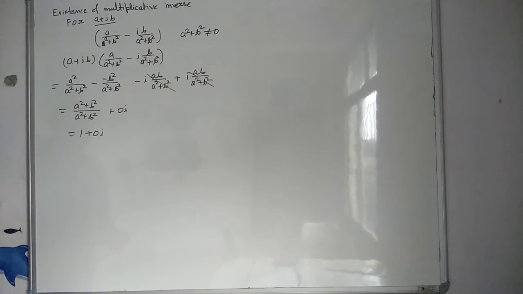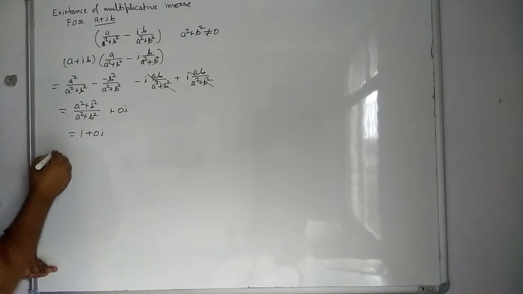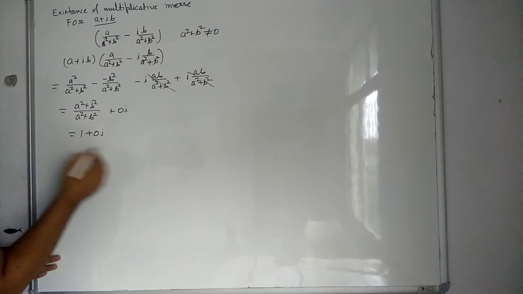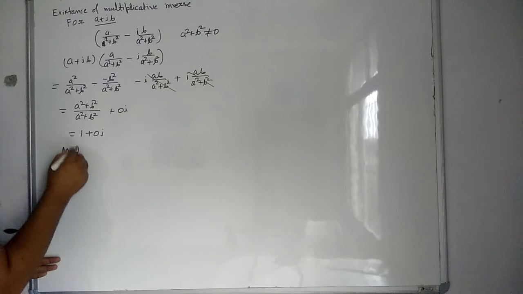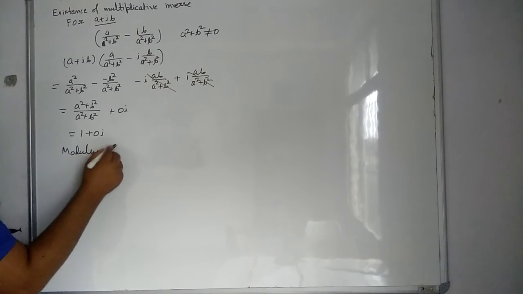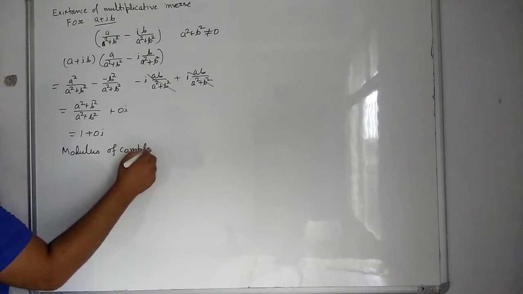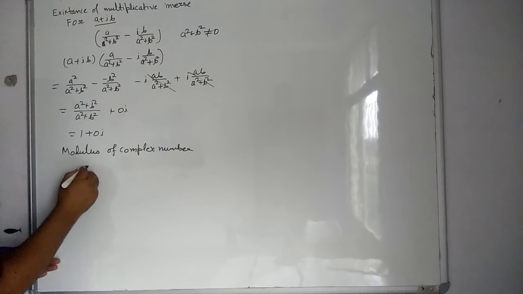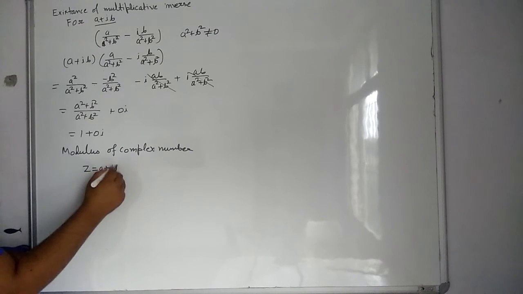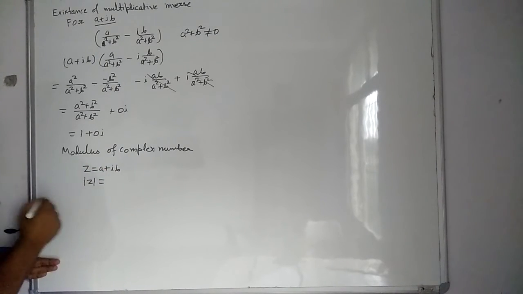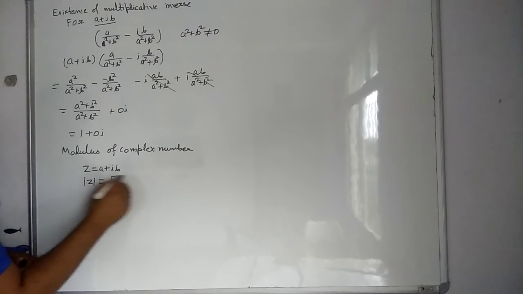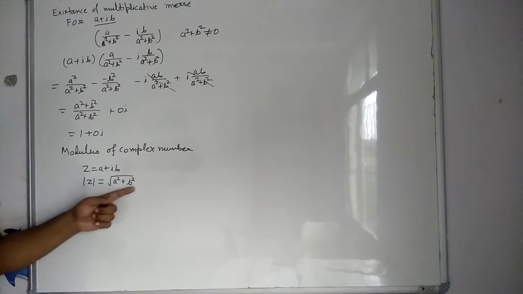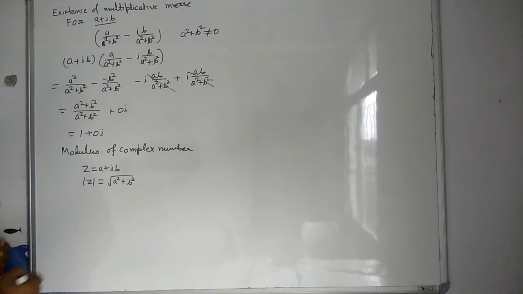Now let us proceed further. We define some parts of a complex number. The first thing is the modulus of a complex number. What is the modulus of a complex number? The modulus of the complex number z equals a plus iota b is represented by mod of z, and is given by the positive square root of a square plus b square. It is always positive, it will never be negative.